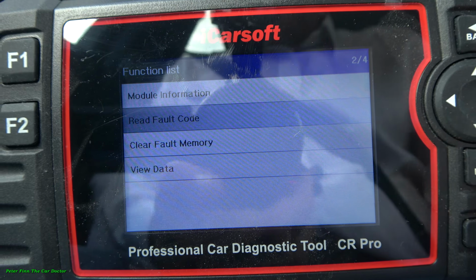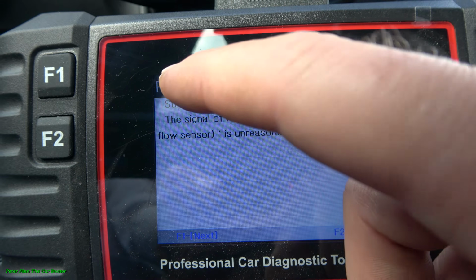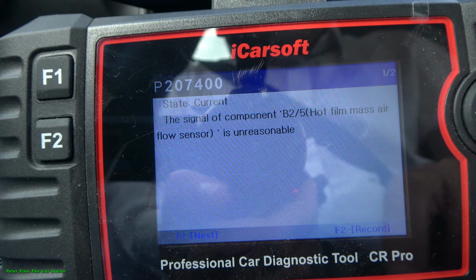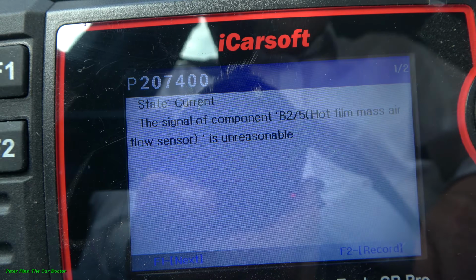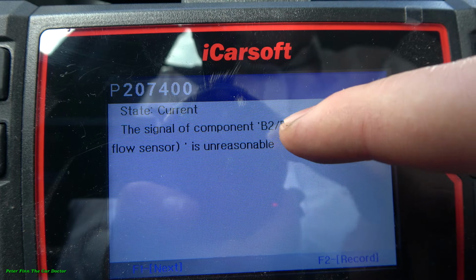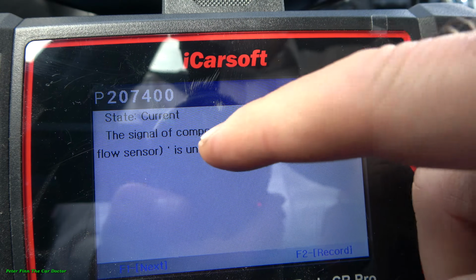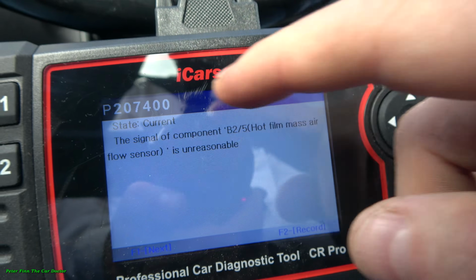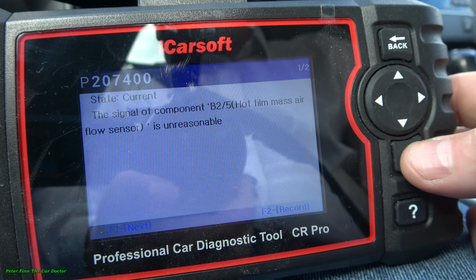Read faulty data, and now there is a similar 2074, and it says very accurately that this is just one component, B2 divided by 5. This is the hot film mass airflow sensor. It is bad, and I really need to replace this one component, and then this defect is gone.